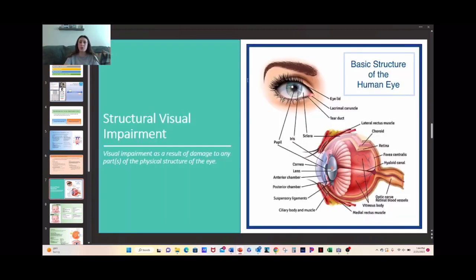So now we can move on to structural visual impairment, which is a visual impairment resulting from damage to any parts of the actual structure of the eye.